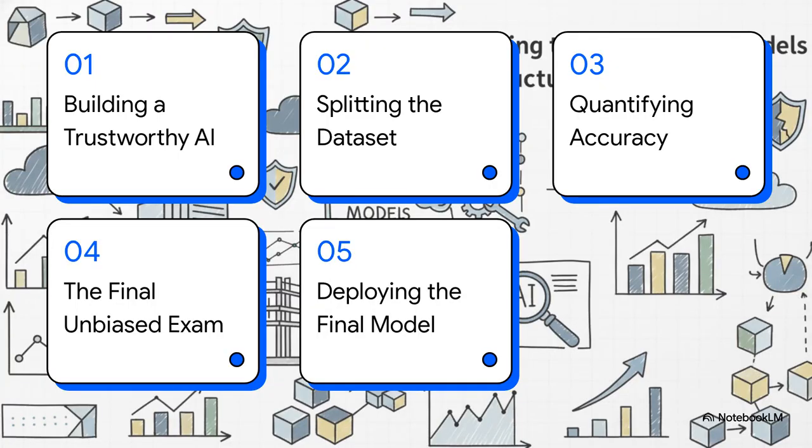So we've got a pretty clear 5-step plan. First, we'll nail down what a trustworthy AI even means in this context. Then, and this is huge, we'll talk about splitting up our data. After that, we'll get into the specific numbers and metrics engineers actually care about. Then comes the final exam for our model. And to wrap it up, we'll see how you package the whole thing for real-world use.